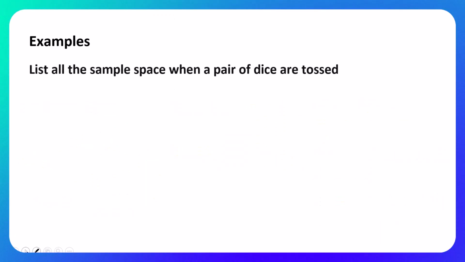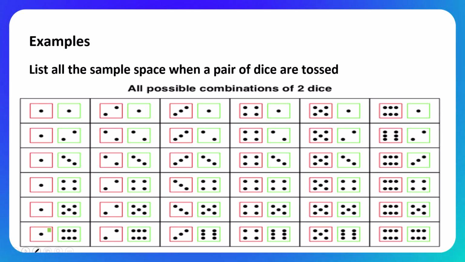All right, let's look at some examples. We want to list all the sample space where a pair of dice are tossed. All right, now this time I made a table just to show you how we can organize. All right, I can toss on that first column. These are all ones. That first dice is a 1. In that second column, the first dice is a 2. And then 3, I'm looking at the red die, and then a 4, and then a 5, and then a 6, because the die has 6 sides.